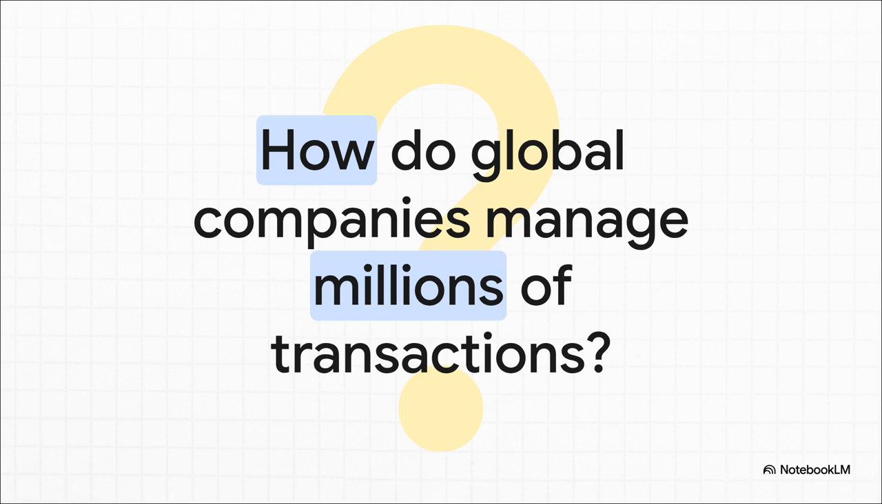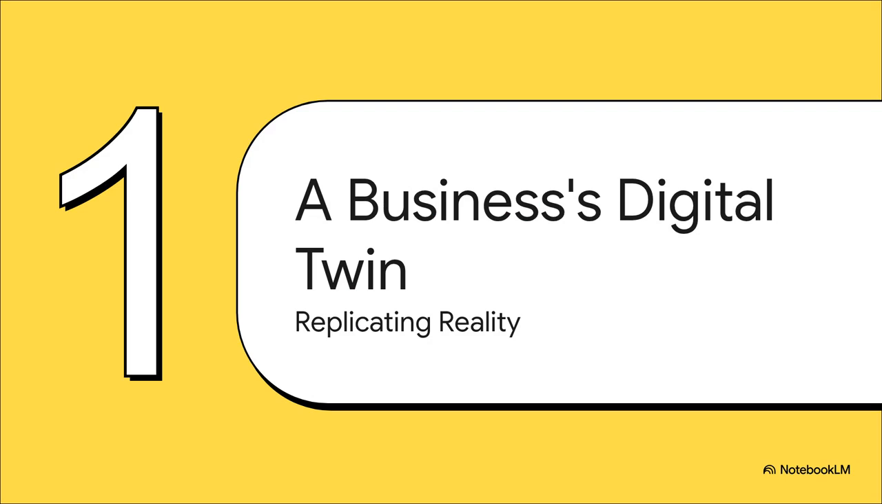Well, the solution is kind of wild. You build a perfect digital copy of your entire company, a virtual world that mirrors the real one exactly. And that's really what we're talking about today, this idea of creating a business's digital twin. It's the core concept behind these incredibly powerful systems like SAP. You're not just putting tasks on a computer, you are literally replicating your entire operational reality, just so you can manage the sheer complexity of it all.